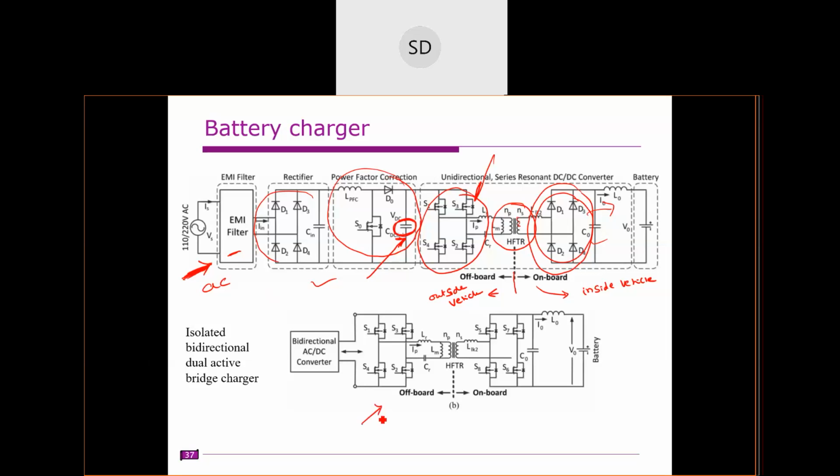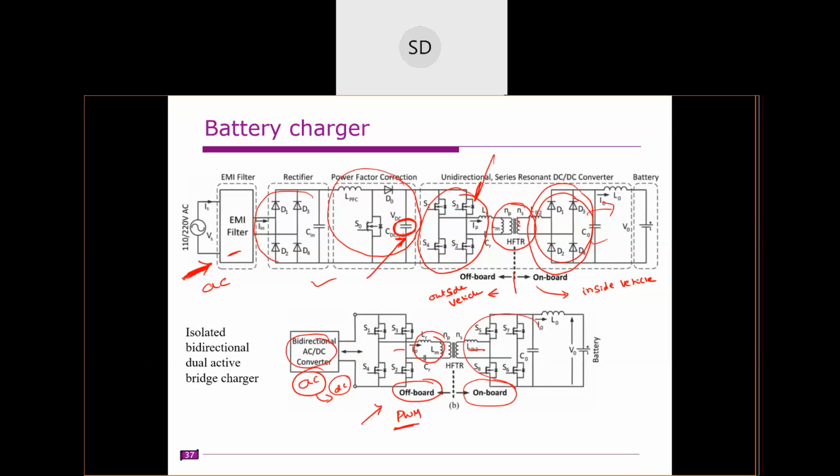This is the same thing with a PWM rectifier. This PWM rectifier will generally simplify the circuit, right? The circuit will be simplified. So this is off board, outside the vehicle, and this is inside the vehicle. We have this AC supply, which is converted to a high frequency AC here. Here we have this bidirectional AC to DC converter. So AC is converted to DC here, and DC is converted to high frequency AC, and again we have another circuit on the battery side.